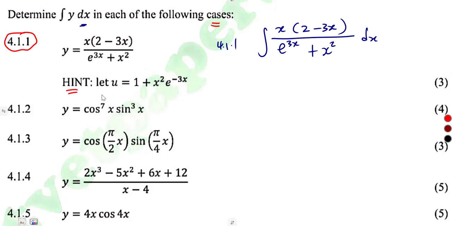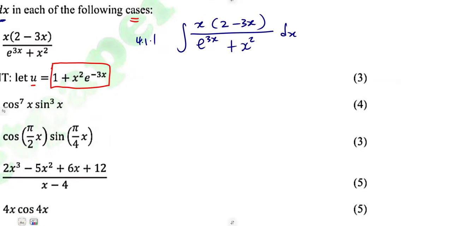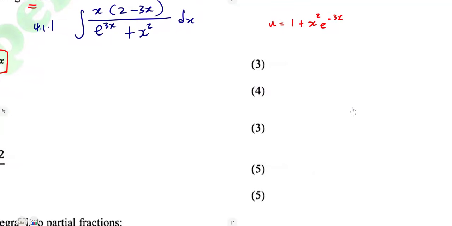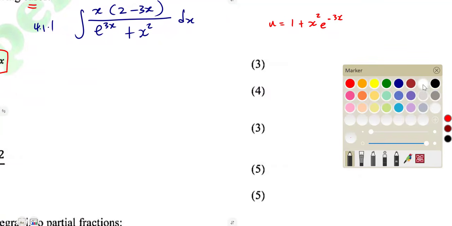You are told to let u be this expression. Let u be that given expression: u is equal to 1 plus x squared e to the exponent of minus 3x. Can you integrate this simply? They are telling you which method to apply: the substitution method. This is algebraic substitution.